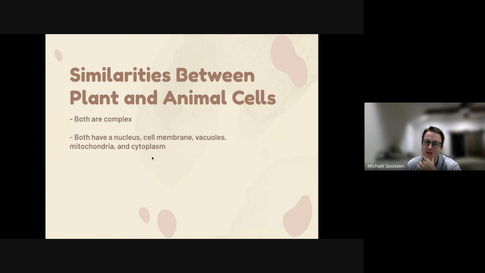Okay, so last 2 slides talk about similarities and differences, okay? So how are they similar? They're both complex. Plant and animal cells are both complex, which means they're not very simple. There's a lot going on. They both have a nucleus, cell membrane, vacuoles, mitochondria, and cytoplasm, a lot of the same material.